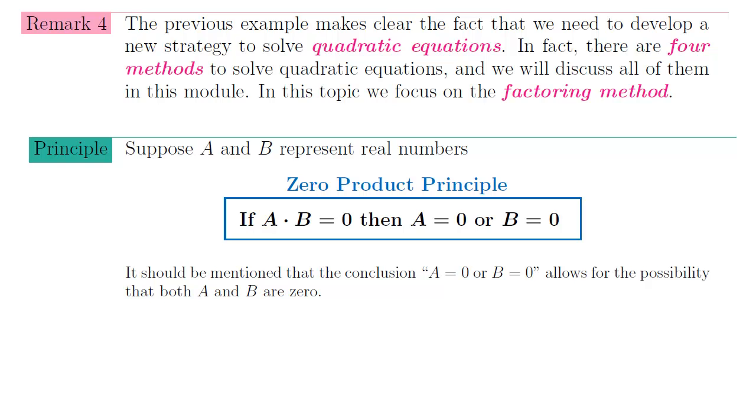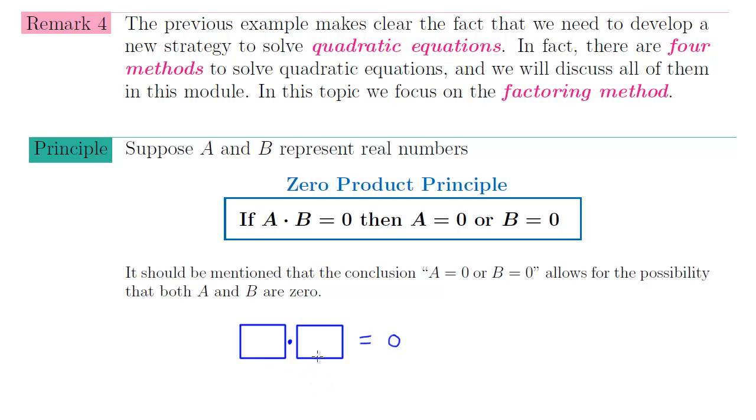Suppose that A and B represent real numbers. Then the zero product principle states the following. If A times B equals 0, then A equals 0, or B equals 0, or both A and B are 0. Let me try and explain this property a little farther.